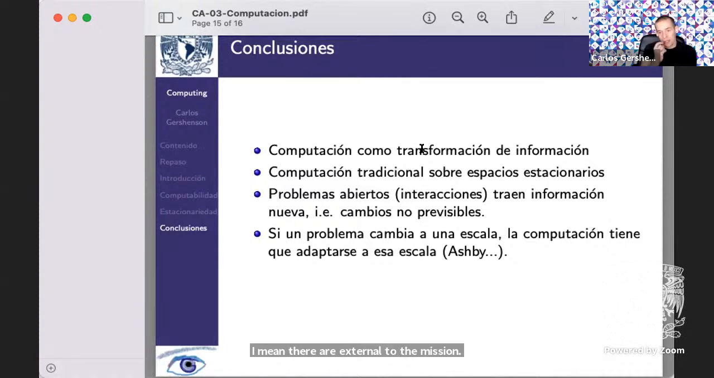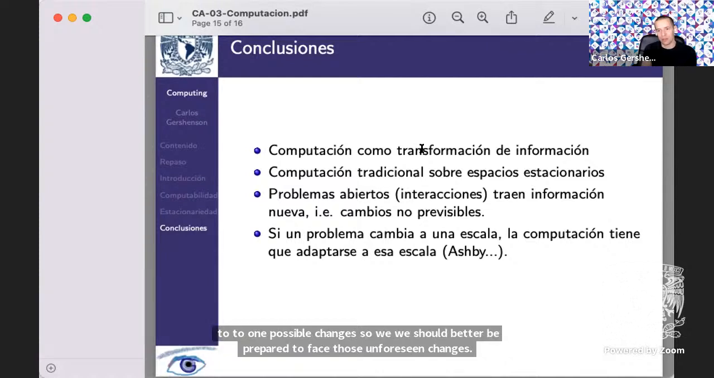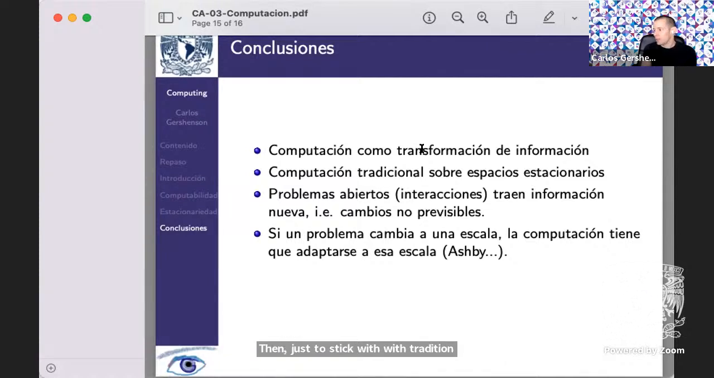If we are dealing with open problems, the new interactions will generate new information, and this will lead to unforeseeable changes. So we should better be prepared to face those unforeseen changes than just to stick with traditional solutions. Moreover, we could argue that complexity is growing because the number of our interactions are growing. We can see it with the pandemic. So in the Middle Ages, the bubonic plague took several years to ravage Europe and Africa and Asia.